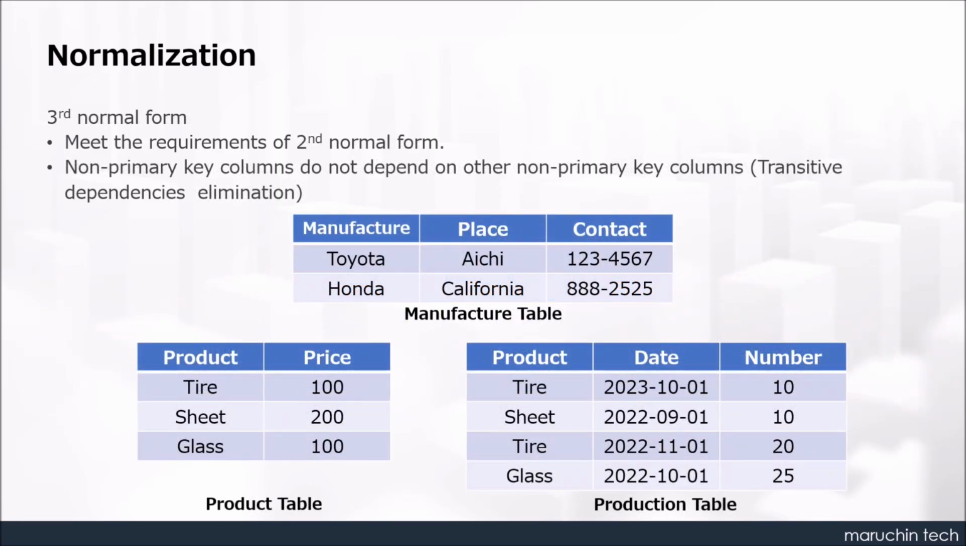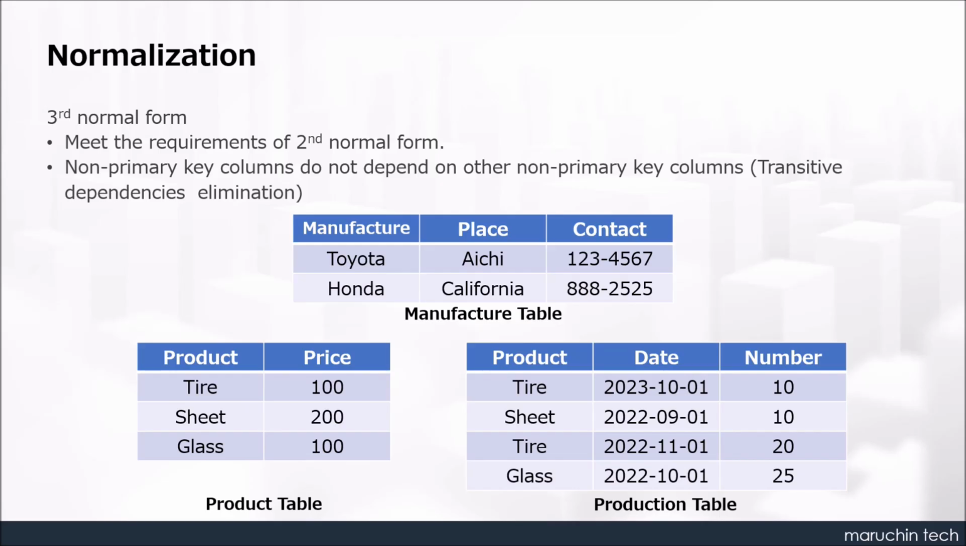Finally, in the third normal form, the condition is that non-primary key columns do not depend on other non-primary key columns. In other words, transitive dependencies are eliminated. The tables in the second normal form are further divided and managed in three tables: the manufacturer's table, the products table, and the production table. In the manufacturer's table, the key manufacturer uniquely determines the place and the contact information. In the products table, the price is uniquely determined by the product name.